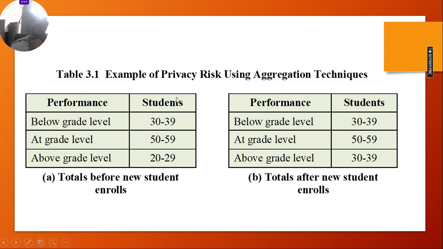This is table 3.1, examples of privacy risk using aggregation techniques. You can see below grade level, number of students, performance. Below grade level, we have 30 to 39. At grade level, we have 50 to 59. Above grade level, we have 20 to 29. This is the total number of students before new students enroll, for 3 categories. Then we have the total number of students after new students have enrolled. Below grade level, we still have 30 to 39, meaning no one joined below grade level. At grade level, we still have 50 to 59, no one joined this grade. Above grade level, we now have 30 to 39 as against 20 to 29.